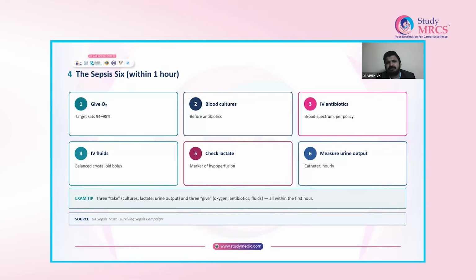So any patient with sepsis, within 1 hour, you have to take 3 from the patient, that is a culture, lactate and urine output measuring. And 3 things you have to give to the patient, that is the high flow oxygen, the intravenous antibiotics according to local trust policy, and the intravenous fluid.